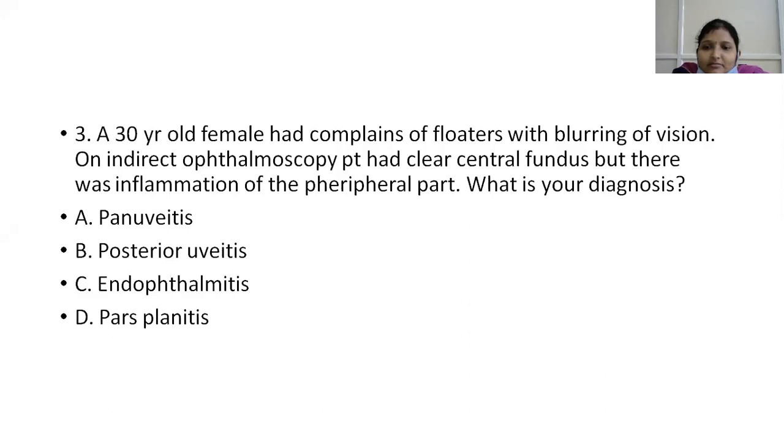Panuveitis means, what is panuveitis? It is inflammation of all the structures of uvea, that is iris, ciliary body, and choroid. So here central part is normal, so it is not panuveitis. Posterior uveitis means posterior part is involved. Here central fundus means posterior pole. It is normal, so it is not posterior uveitis. Yes, the answer is pars planitis.